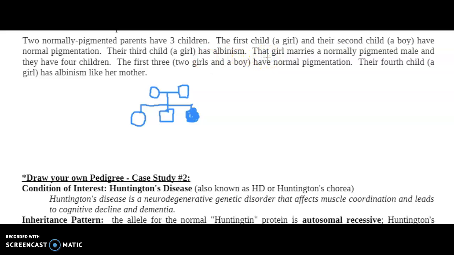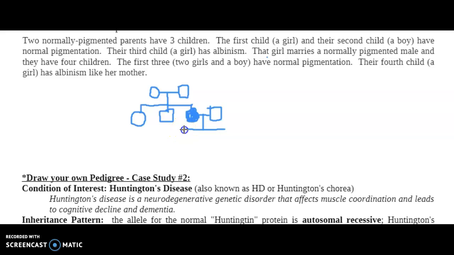That girl marries a normal pigmented male, so she gets married. And there's her husband, who does not have the trait. And they're going to have 4 children. Husband's marriage. First 3 are 2 girls and a boy, and they have normal pigmentation.